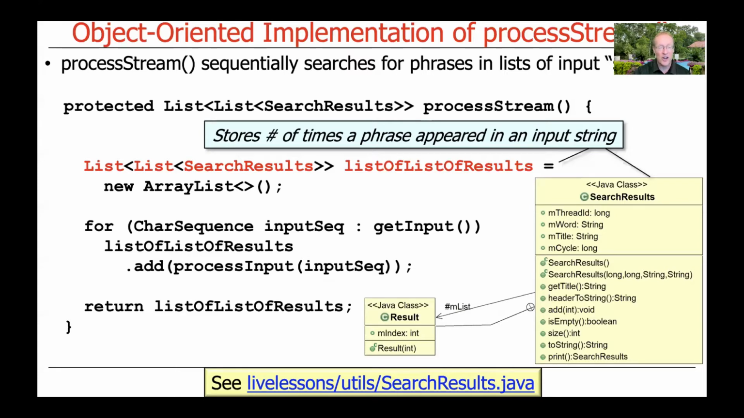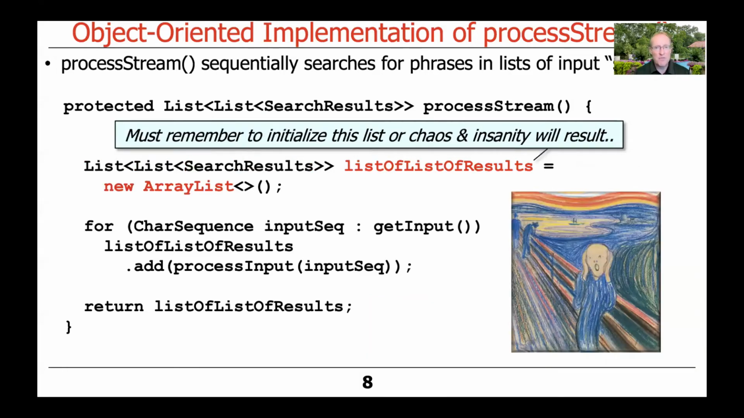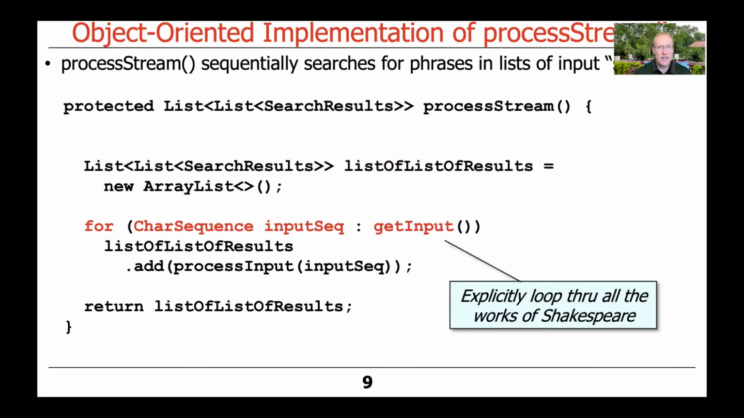You can look at the code here. Remember that this code is also the code that uses the collector of method we talked about when making custom collectors. Now, one of the things you have to remember when you use object-oriented programming is you have to be very careful and initialize your fields or your variables. In this case, we have to make sure we say new array list. If we forget to do this, then chaos and insanity will result because we'll be trying to add something to a null reference.